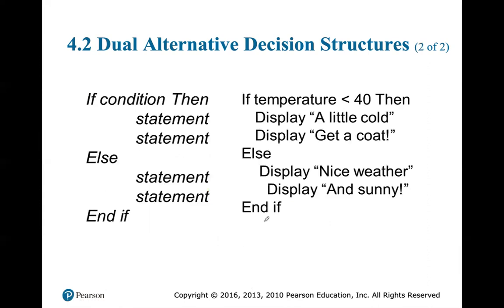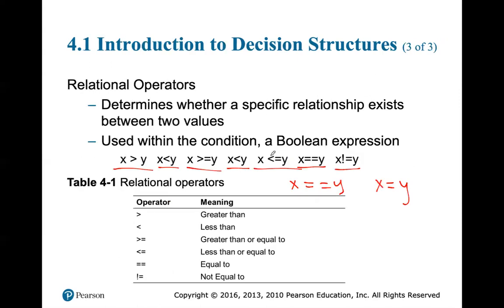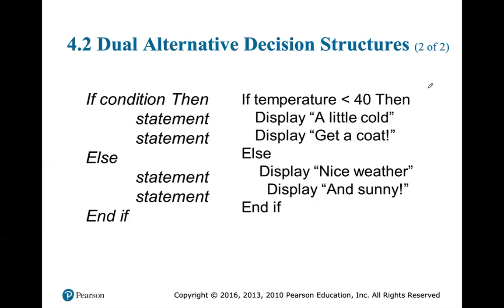Now here's a little pseudocode again with your dual alternative decision, the one that we just saw right here. So this is the pseudocode for that. If some sort of condition, then perform some statements, else perform some different statements. And look at this one. This is our condition right here: temperature is less than 40. So we're checking if temperature is less than 40, then we're going to print a little cold, get a coat. If the temperature is not less than 40, then all of this will be ignored, and we're going to display nice weather and sunny.